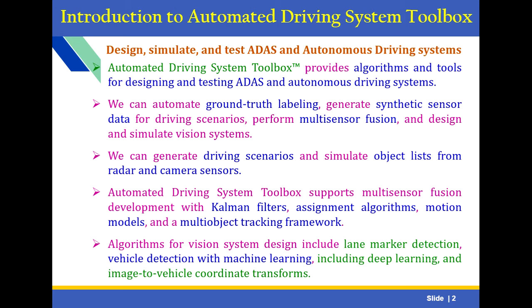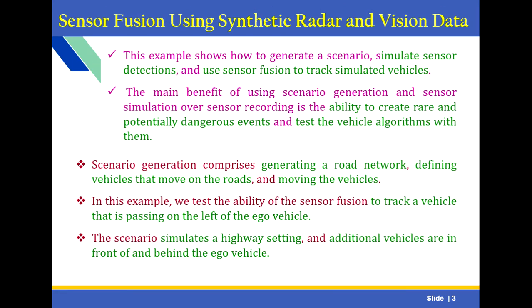Then the Automated Driving System Toolbox supports multi-sensor fusion development with Kalman filters, assignment algorithms, motion models, and a multi-object tracking framework. Algorithms for vision system design include landmark detection, vehicle detection with machine learning, including deep learning, and image to vehicle coordinate transforms. Here we are going to see one example: sensor fusion using synthetic radar and vision data.